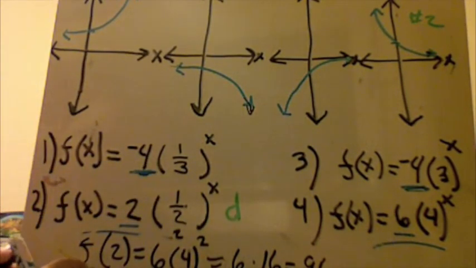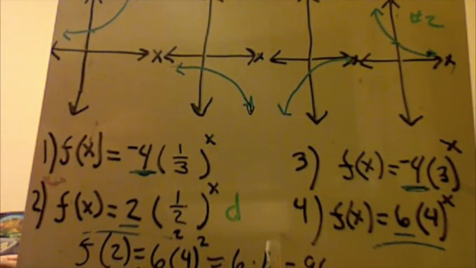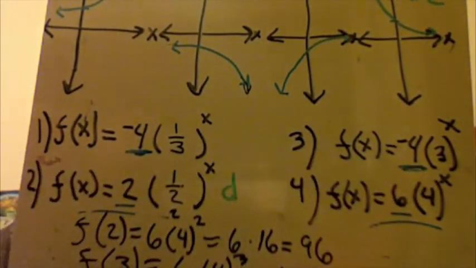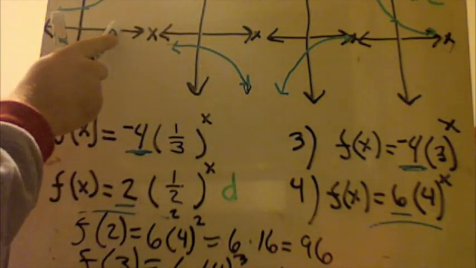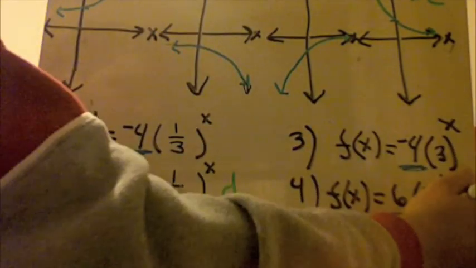Alright, and let's try f of 3. Okay, well, what's 4 cubed? 4 times 4 is 16. 16 times 4 is 64. 6 times 64. Okay, what we see is that as x gets larger, so does y. Y is getting much larger. So as we travel in the x direction here, y is getting exponentially larger. Okay. So this one here is associated with A.